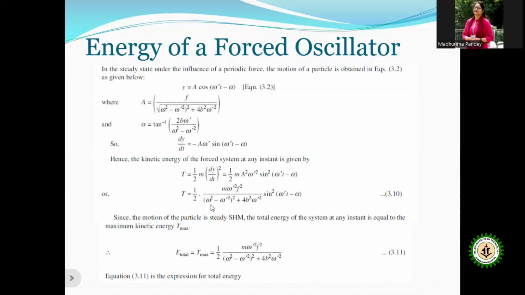Now, how can we get the maximum value? For that, we will focus on this sine term. We all know that the maximum value of sine is +1, and the minimum is -1. So if we consider the maximum value of sine is 1, the sine squared term is 1. If we replace this sine squared term with 1, then we get the maximum value. That is basically what we have done here. We don't put the sine squared term, we consider its maximum value, 1. So that means we get the maximum kinetic energy, and that is basically the total energy.